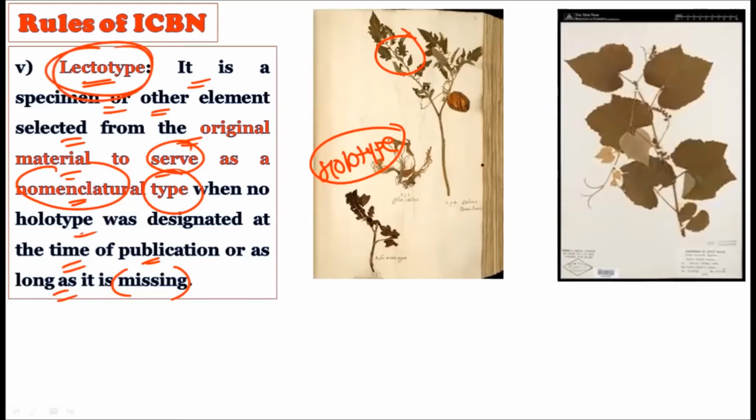So the author has brought the plant material, but he does not designate a holotype. That is, he does not say which one is the original material, and whatever material out of it is used to serve as a nomenclatural type is called the lectotype. Actually, for a lectotype to occur, the holotype should be missing. And if the holotype is missing and we are using some part of the original material to name the plant, then in such a case we use the term lectotype.